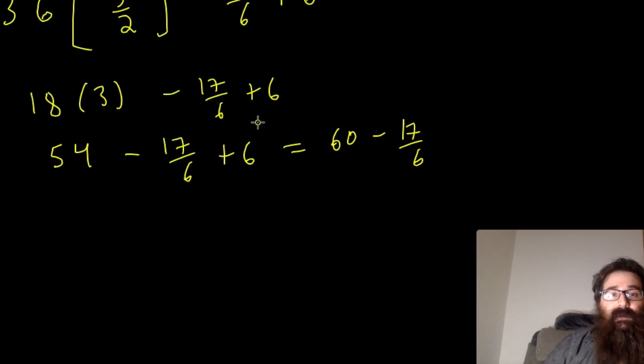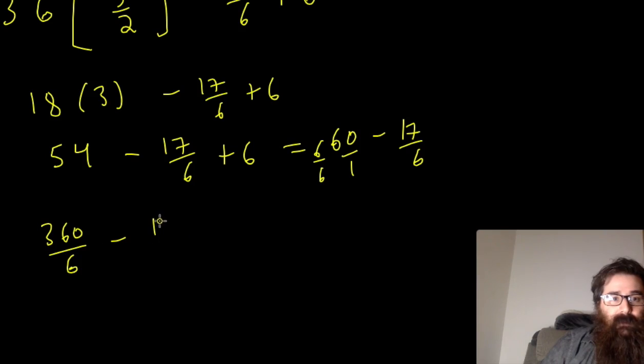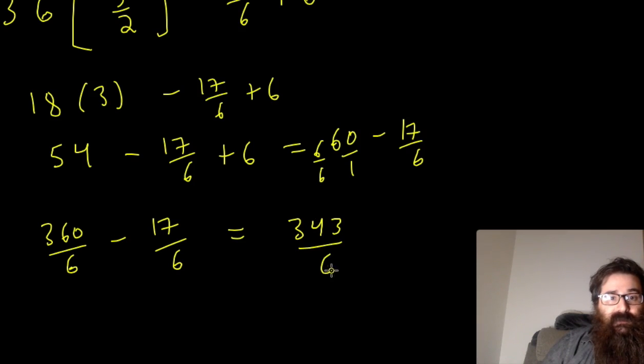Now I'm going to get a common denominator. I'm going to think of 60 like 60 over 1, multiply by 6 over 6. It's going to give me 360 over 6 minus 17 over 6. If I go ahead and subtract, that's going to give me 343 over 6.